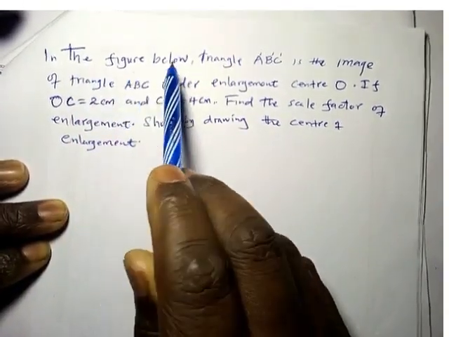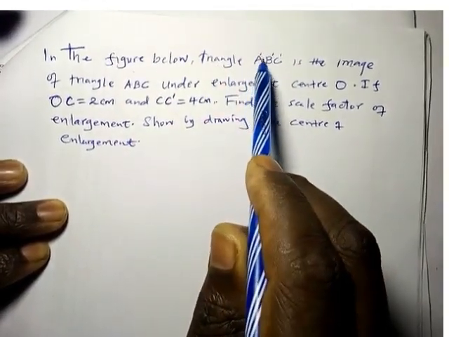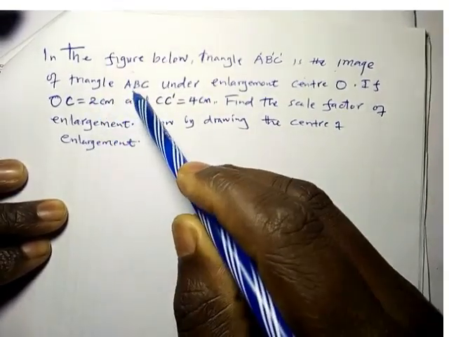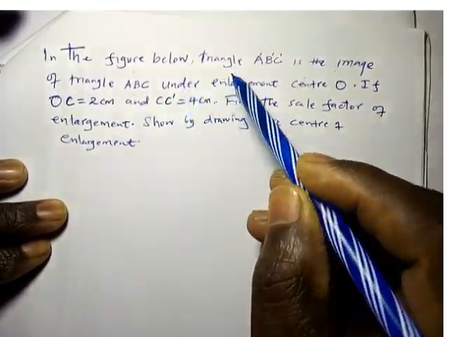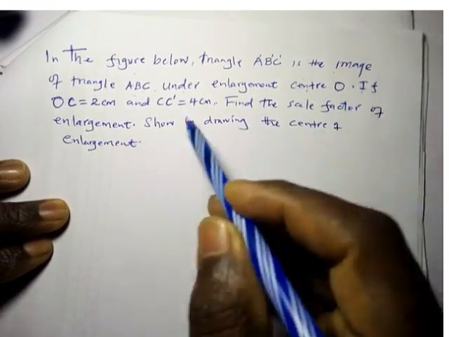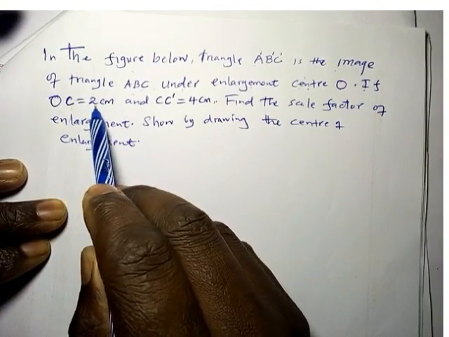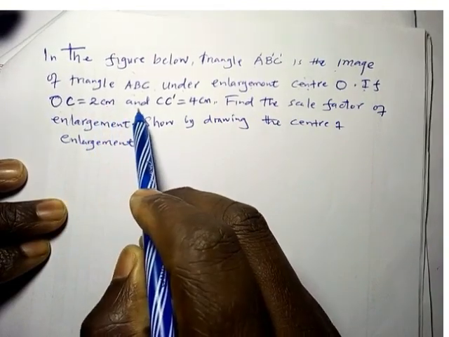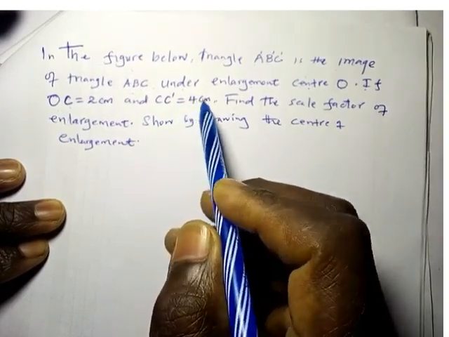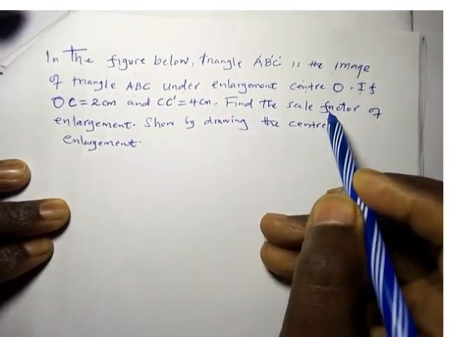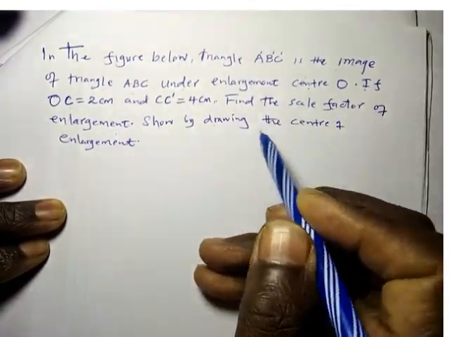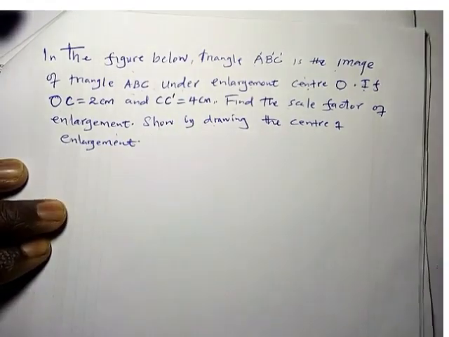In the figure below, triangle A'B'C' is the image of triangle ABC under enlargement center O. If OC is equal to 2 centimeters and CC' equal to 4 centimeters, find the scale factor of enlargement. Show by drawing the center of enlargement.